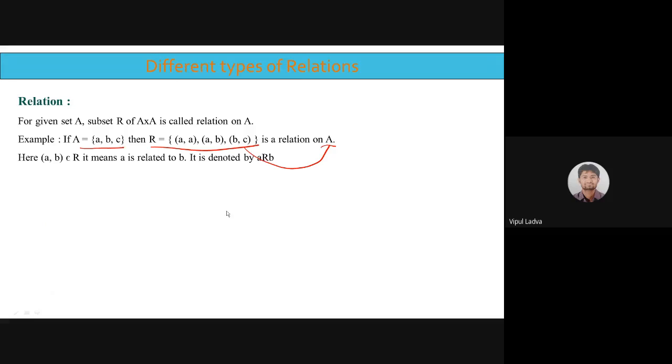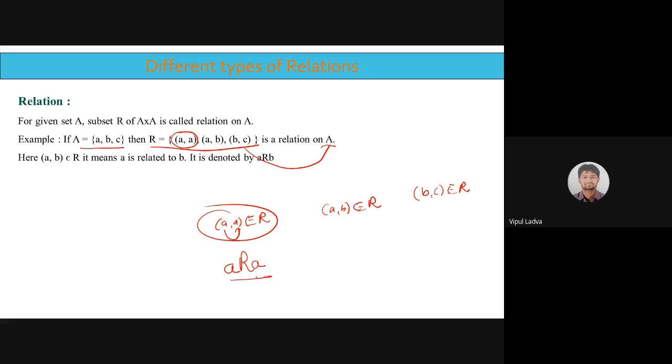Good. Now, here the ordered pair (A,B) belongs to R. It means that A is related to B. If you pick any ordered pair from this relation, let me pick this one: (A,A) belongs to R. It is one of the elements of that relation. Similarly, (A,B) is an ordered pair which belongs to relation R. (B,C) belongs to relation R. Now, what does it mean? The ordered pair (A,A) belongs to R. That means A is having a relation with A.